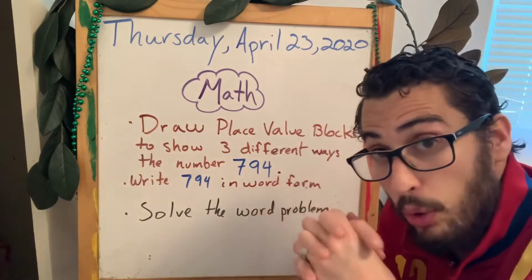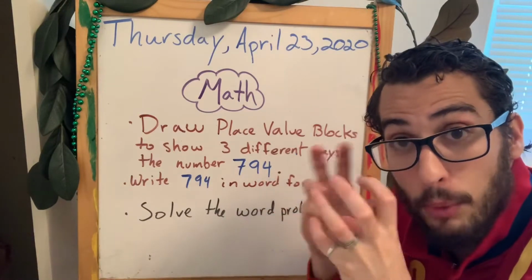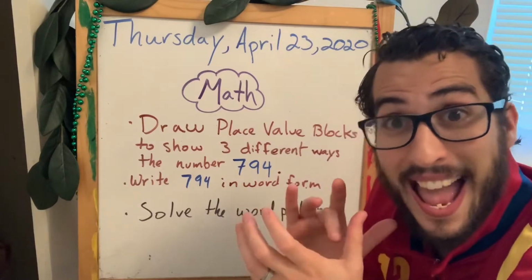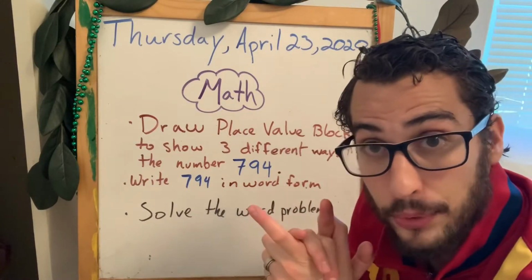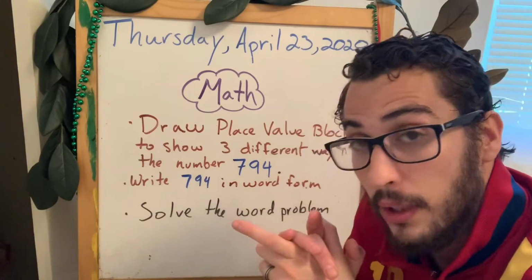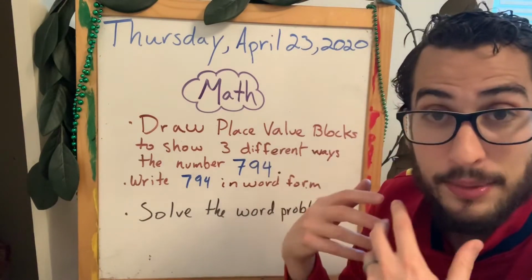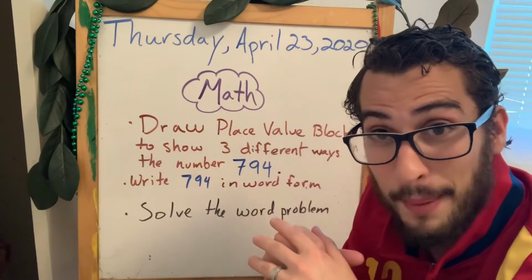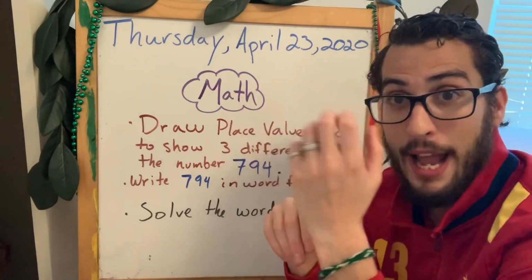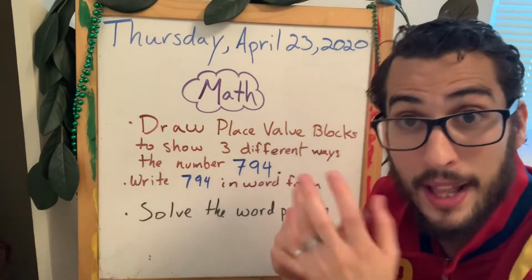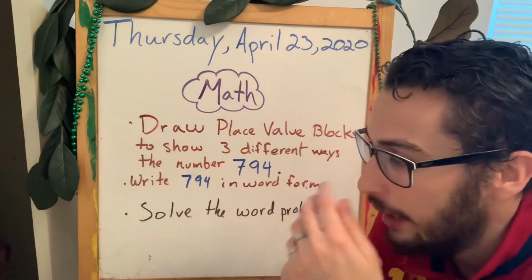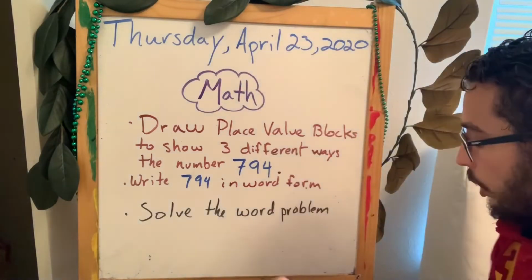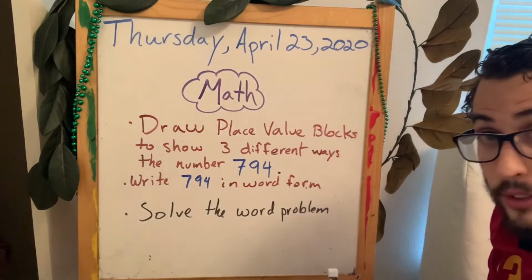Again, this word problem is about the beginning of multiplication, but we need to understand that multiplication is adding the same groups, the same amount of groups. Let's say, for example, 3 times 5. 3 times 5 is the same as 5 plus 5 plus 5, 3 times. That's 15.